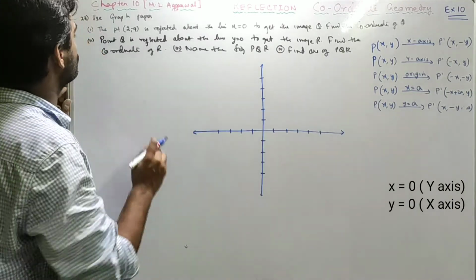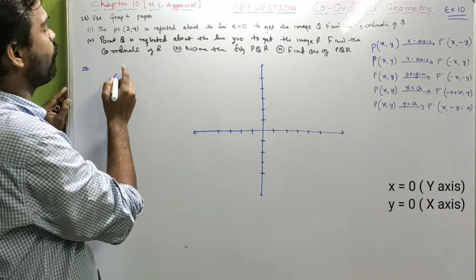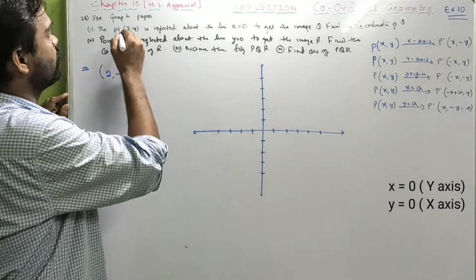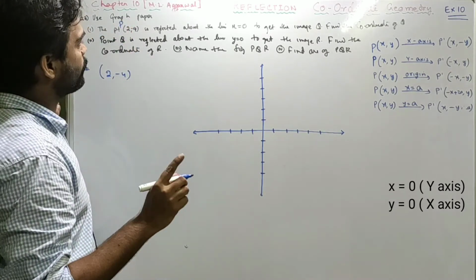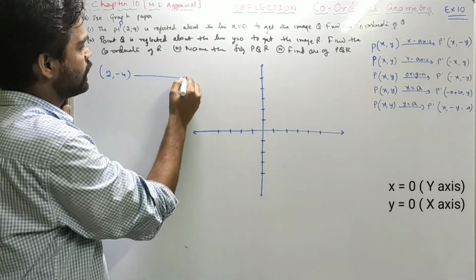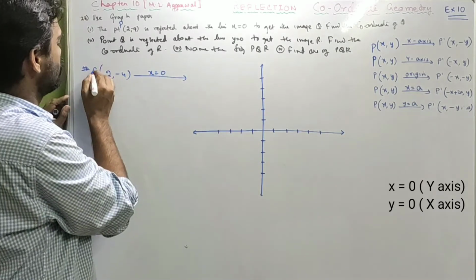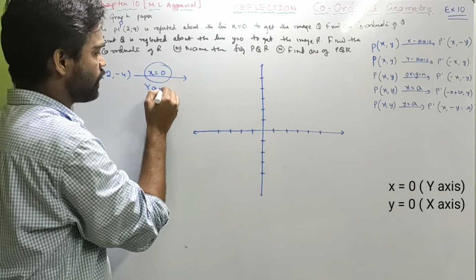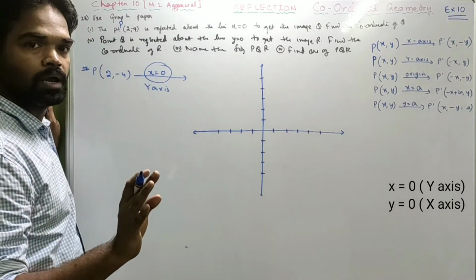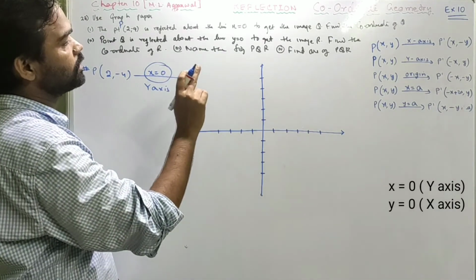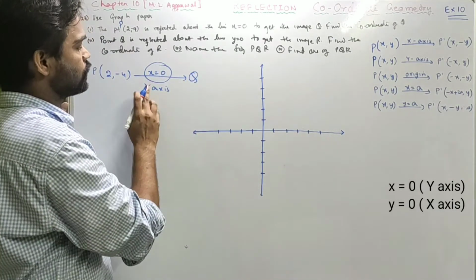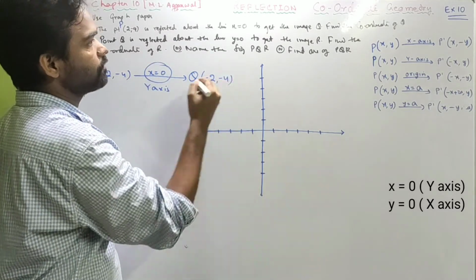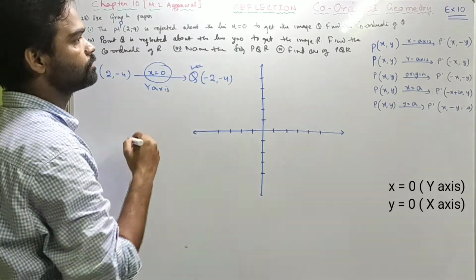Now look at this sum, 23. Use graph paper, they have told. The point P, 2, minus 4 is reflected about the line x equals to 0. Now very important, x equals to 0 is nothing but the equation of the y-axis. Am I clear? To get the image Q. So x equals to 0 is the y-axis, so on reflection in the y-axis it becomes minus 2, minus 4. Find the coordinates of Q, done.